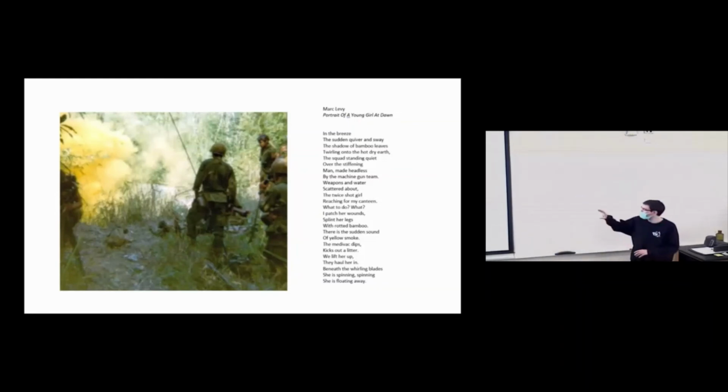And then the ending might get a little convoluted if you're not familiar with some of this language, but I already explained what yellow smoke is. But a medevac is basically a helicopter that is used to take injured people to a hospital. So a medevac would be like an ambulance. A litter is what the ambulance helicopter sends down that you would put the wounded person in, and then the helicopter would haul them up.